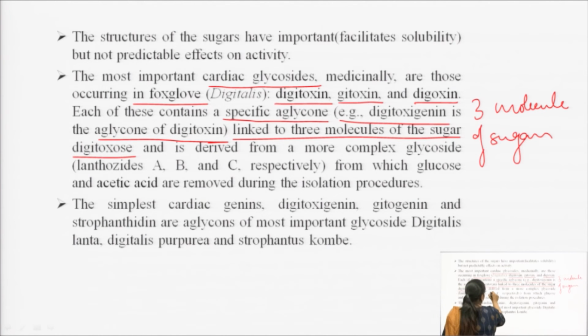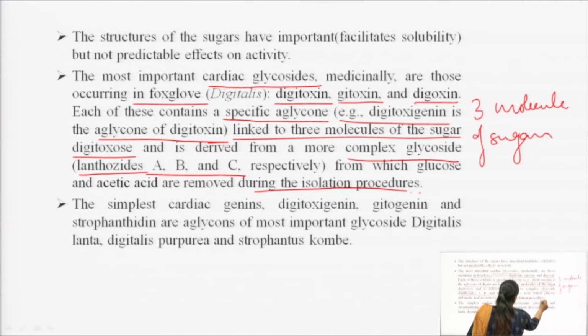Digitoxose, and then it is derived from more complex glycosides, that is lanatosides A, B and C, from which glucose and acetic acid are removed during the isolation process. This is the general isolation process by which agents like digitoxin, gitoxin and digoxin are isolated and used.